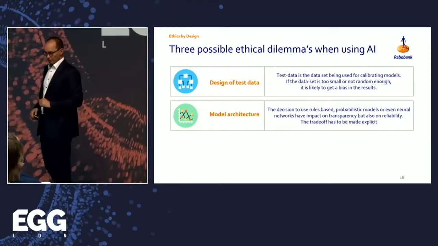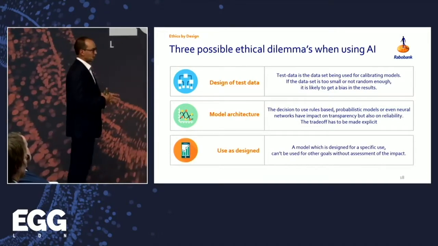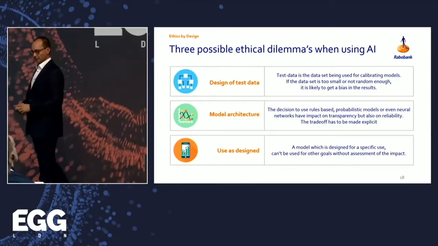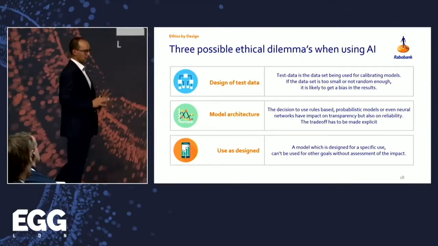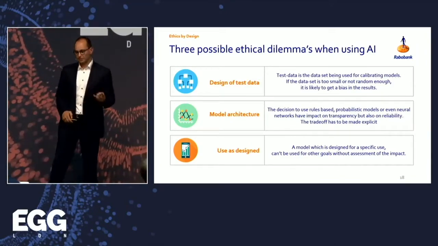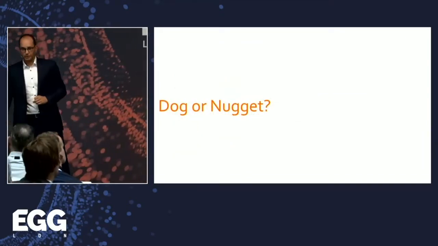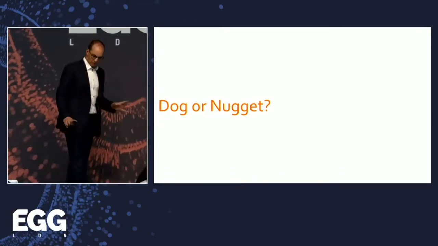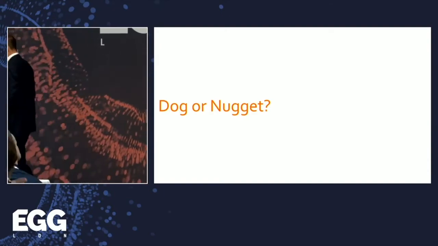But also, if you use a model for a specific goal, don't reuse it for anything else. Reconsider and reassess the use of that model. Is it really fit for that purpose? So these are 3 things to think about if you're using AI in production.